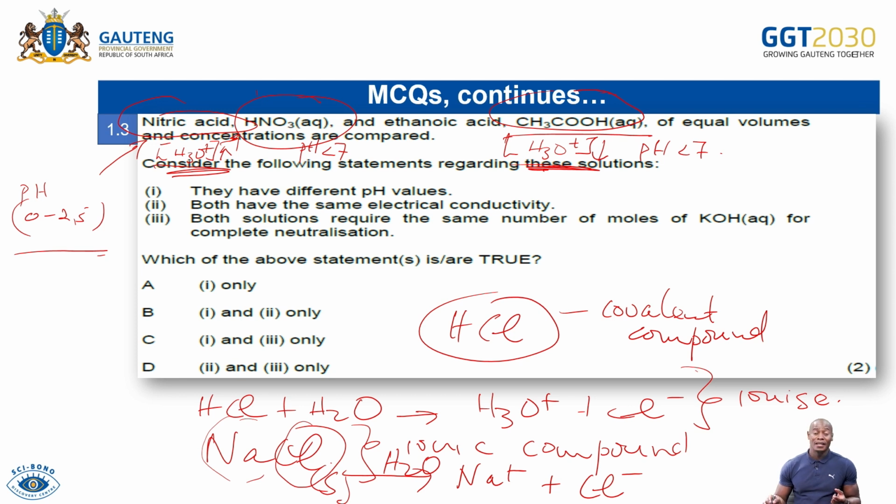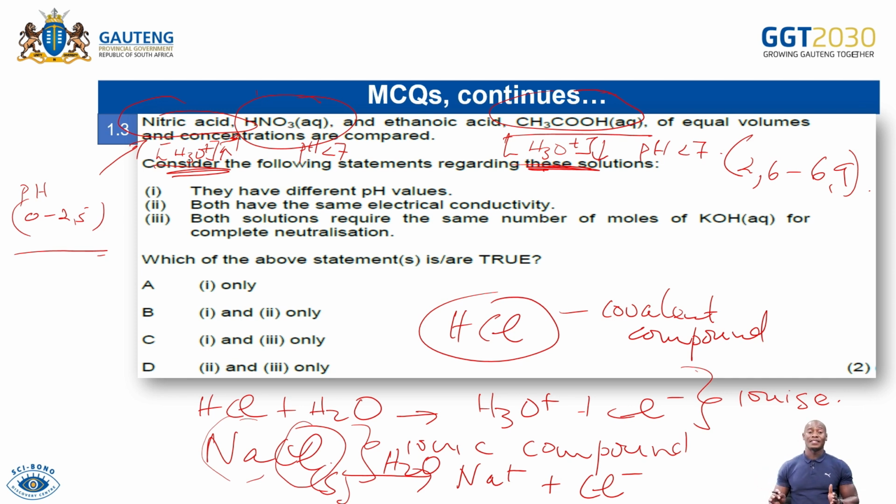Then when it comes to ethanoic acid, the concentration of hydronium ions is very low. So we're expecting the pH to be high, right? But still less than 7. So maybe we're expecting the pH here to be between 2.6 maybe to 6.9. I hope this is making sense, learners. These are acids. We're expecting the pH to be less than 7 for both.